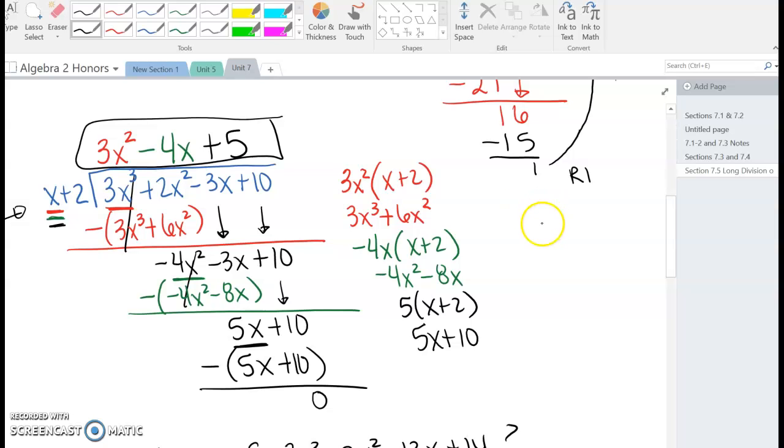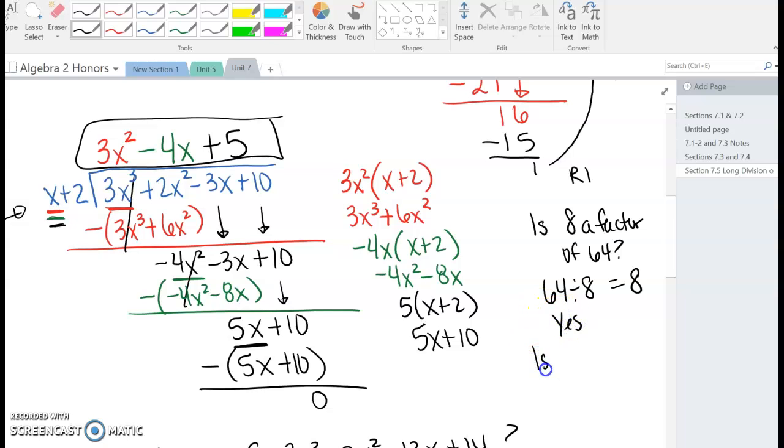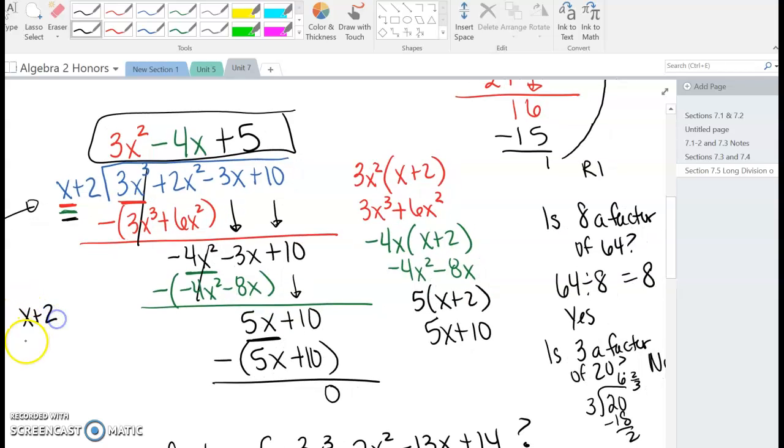And in order to be a factor, we think about this: is 8 a factor of 64? In order to decide that, we ask, does it divide nicely? And since 64 divided by 8 gives us 8, it divides into a whole number. We have no remainders, so the answer is yes, right? If we asked, is 3 a factor of 20, the answer would be no, because when we divide 20 by 3, we end up getting a remainder of 2. And so it's not a factor because we get a remainder. So in this case, what I'm trying to get at is x plus 2 would be considered a factor of 3x cubed plus 2x squared minus 3x plus 10 because it divides nicely. I get a remainder of 0.